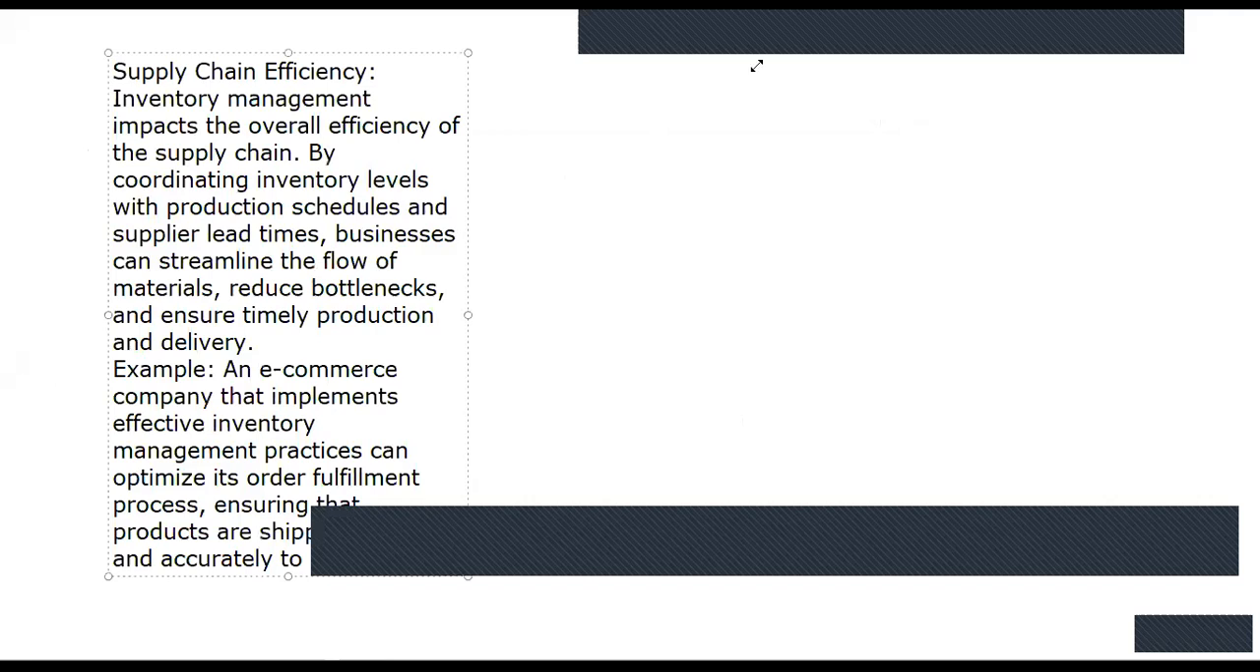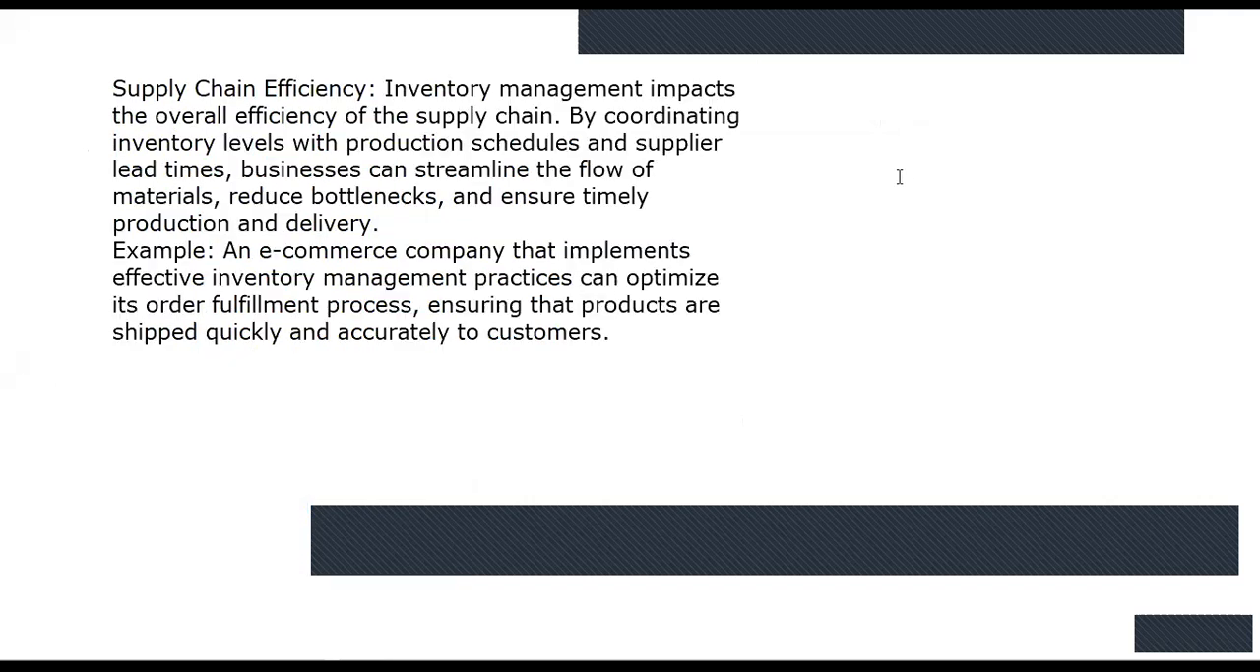Also, inventory management is there to ensure supply chain efficiency. What do we mean by supply chain efficiency? Supply chain efficiency simply denotes the impact of coordinating the inventory levels with production schedules and supply lead times. The lead time is simply the period between when an order is made and when it is produced. So businesses can streamline the flow of materials by reducing bottlenecks and also ensure timely production and delivery.